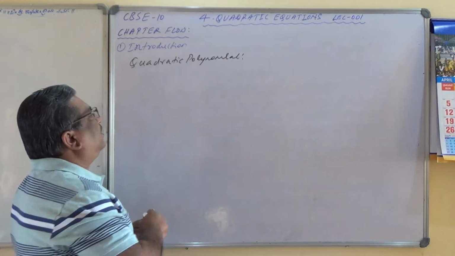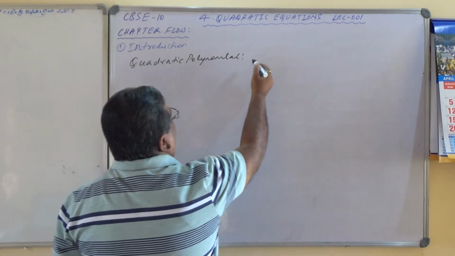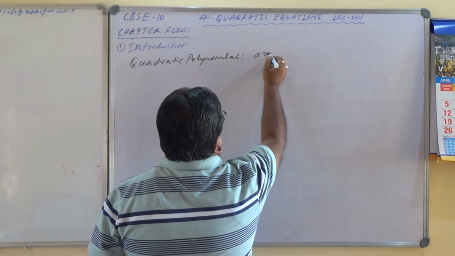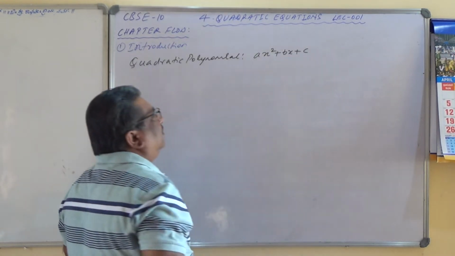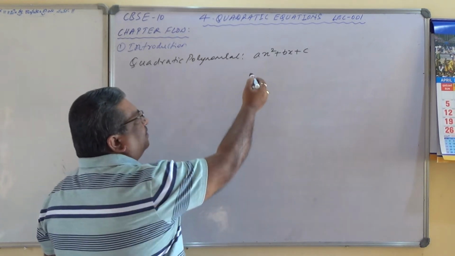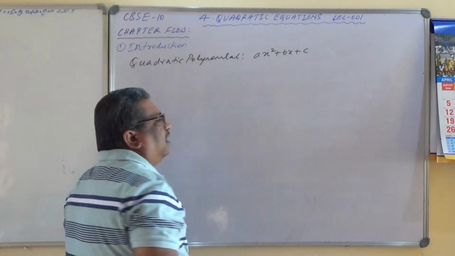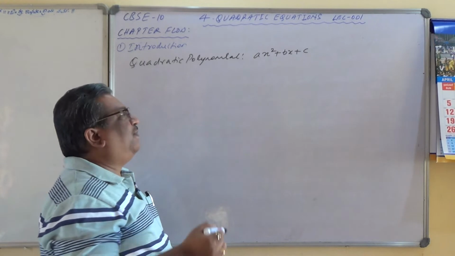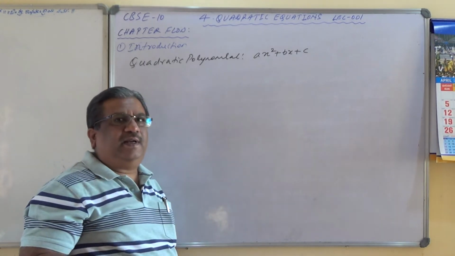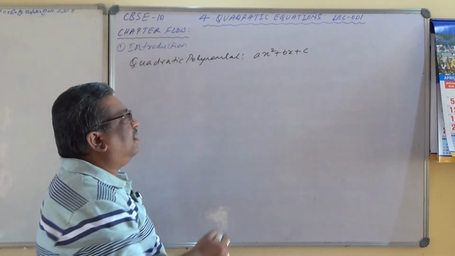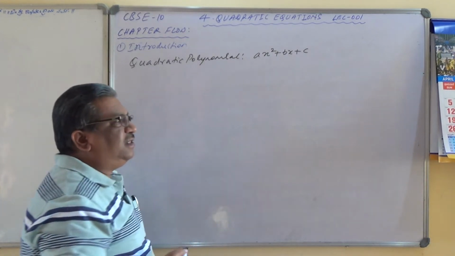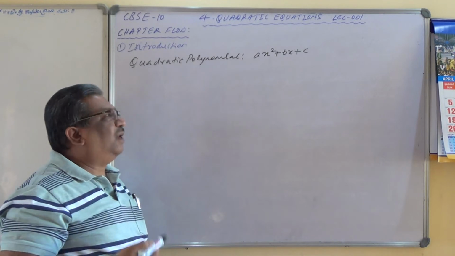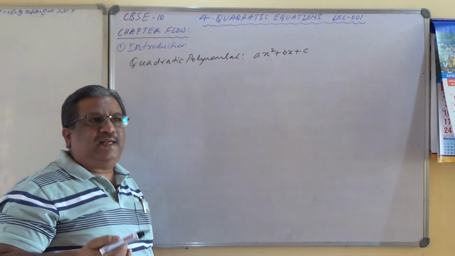How do you write the quadratic polynomial? The standard form of a quadratic polynomial is ax square plus bx plus c. What is the degree of this one? Degree is 2. How do you define a degree? The highest power of the variable is called the degree of the given polynomial. Here x is the variable, the highest power is 2, and hence it is called a quadratic polynomial. If the degree is 1, it is a linear polynomial.